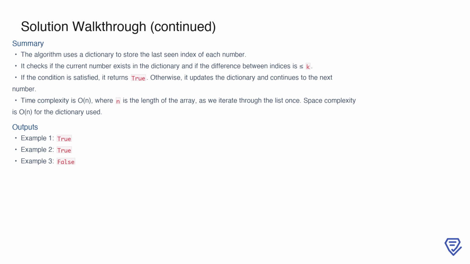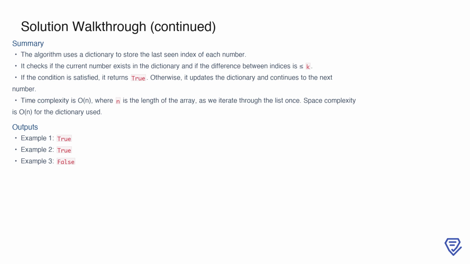To summarize, the algorithm uses a dictionary to store the last seen index of each number in the array. For every number, it checks if the number exists in the dictionary and calculates the difference between the current index and the last seen index. If this difference is less than or equal to k, the condition is satisfied, and the algorithm returns true. If not, it updates the dictionary with the current index and continues processing the next number.